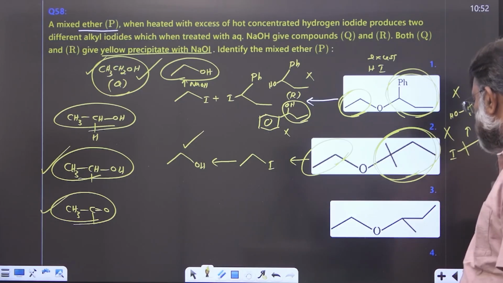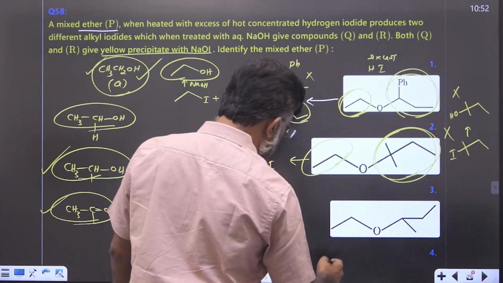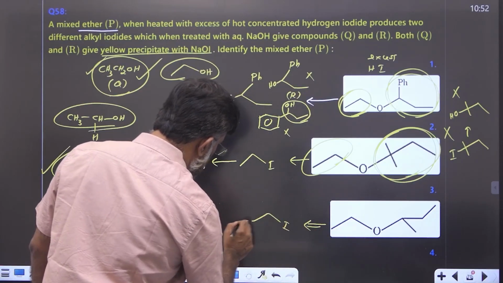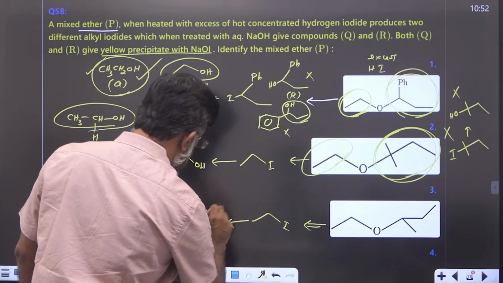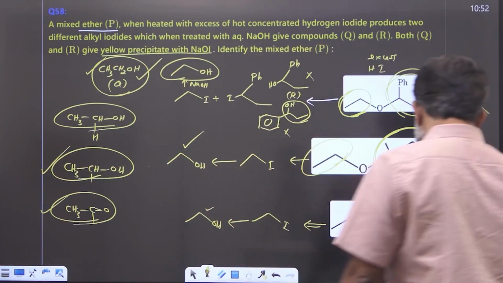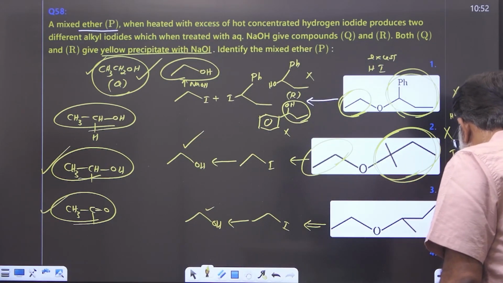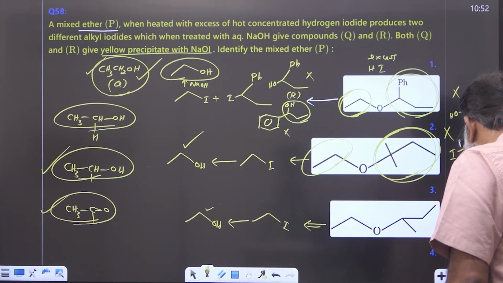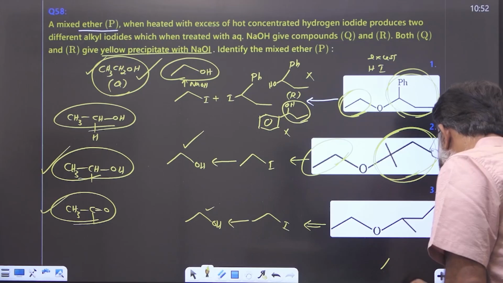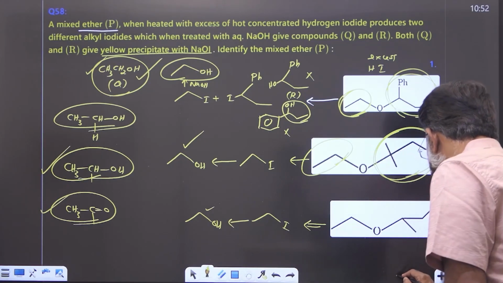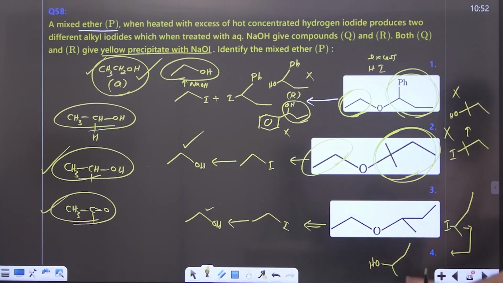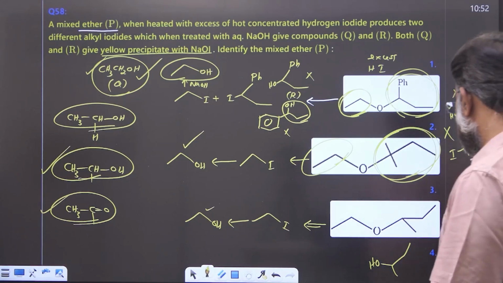What about third? Once again, this part of the molecule will be converted to iodide, and that will give you ethanol, and that is okay. What about the other part? This part of the molecule, you get iodide like this, and that upon hydrolysis, you will get it. Yes, that will be the answer, it seems. This is the alcohol we get, and both contain methyl carbinol group. Let us verify that once again.